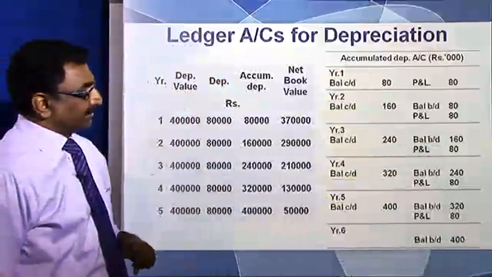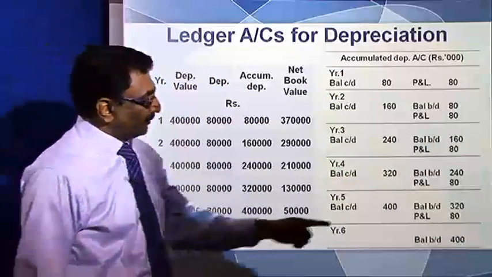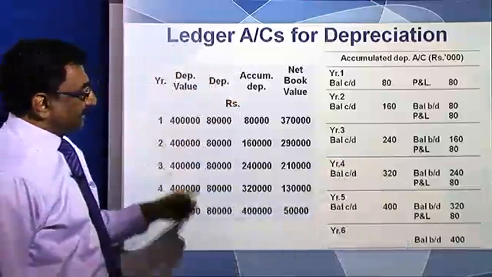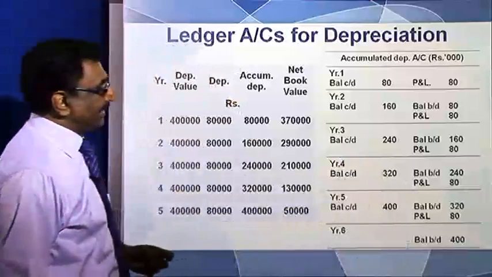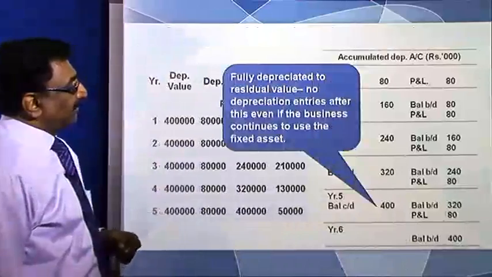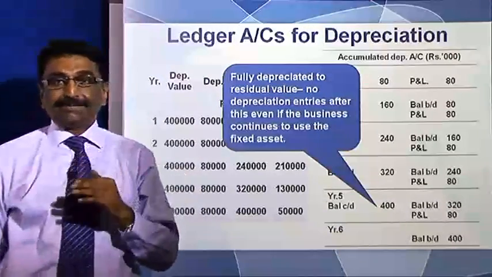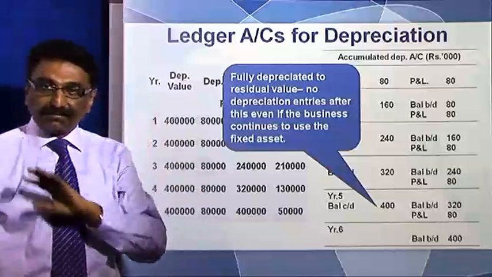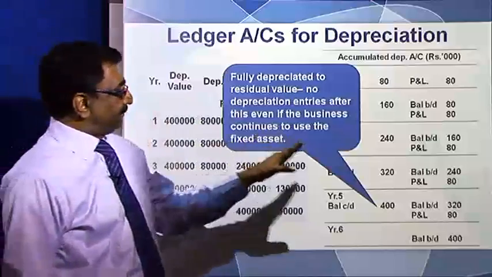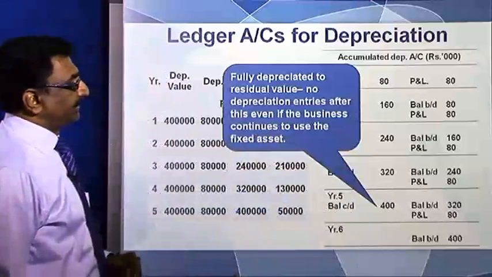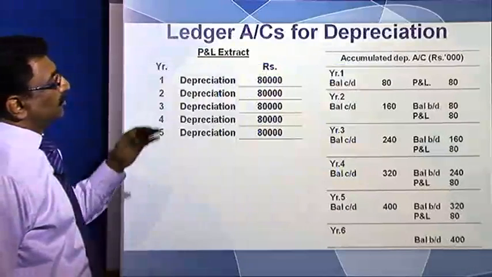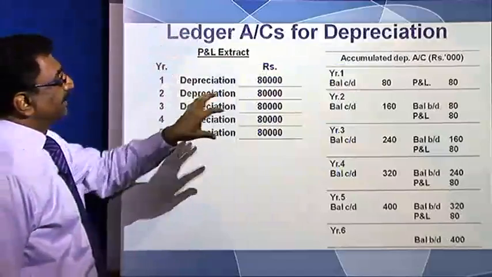So you have an accumulated depreciation up to the fifth year, after which you have reached your salvage value, so the full amount has been depreciated, and you see the depreciated value of 4 lakhs has been reached. Once that has been reached, we normally do not depreciate it any further. Even if the fixed asset is in the books and we have not sold it, we do not depreciate the asset further.